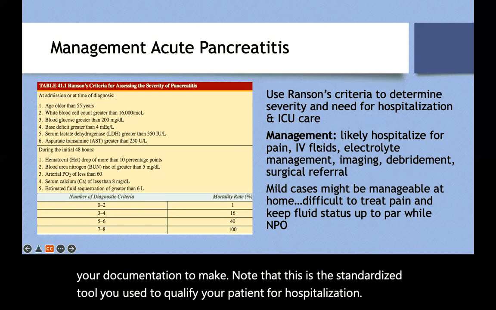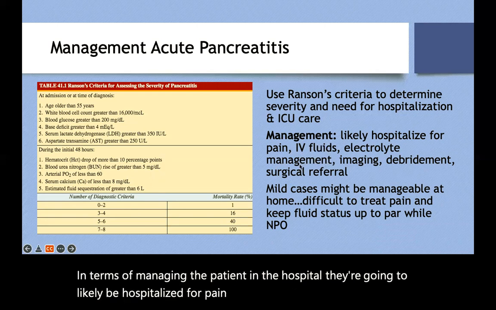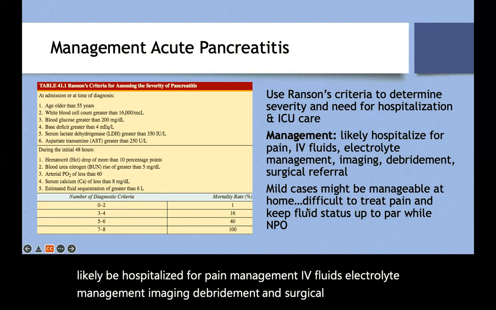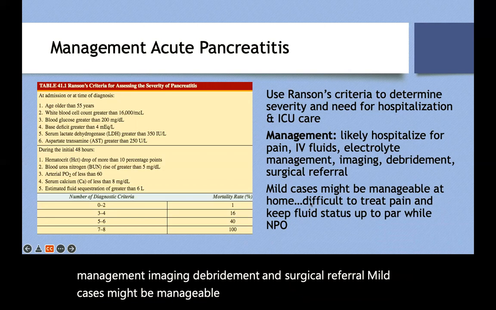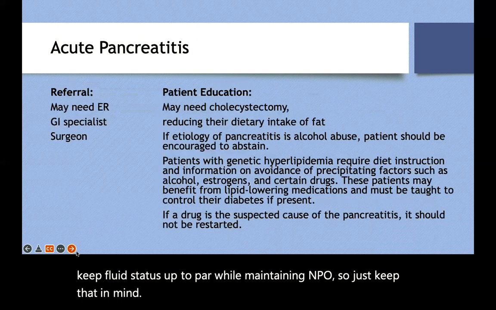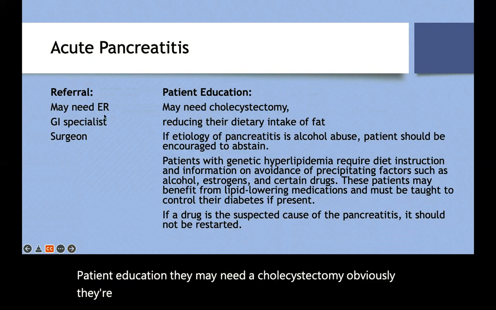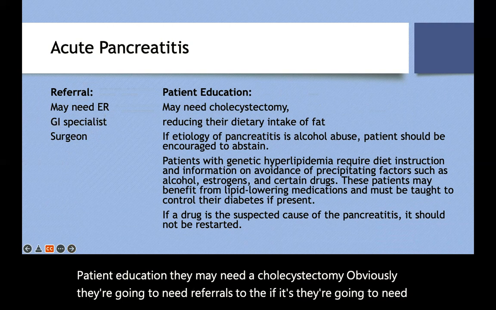In terms of managing the patient in the hospital, they're likely going to be hospitalized for pain management, IV fluids, electrolyte management, imaging, debridement, and surgical referral. Mild cases might be manageable at home, but it's difficult to treat pain and keep fluid status up to par while maintaining NPO. So just keep that in mind. Patient education: they may need a cholecystectomy. Obviously, they're going to need referrals to the ER if it's acute. They're going to need a GI specialist and a surgeon.